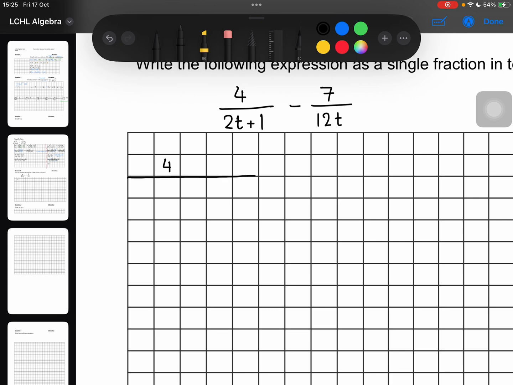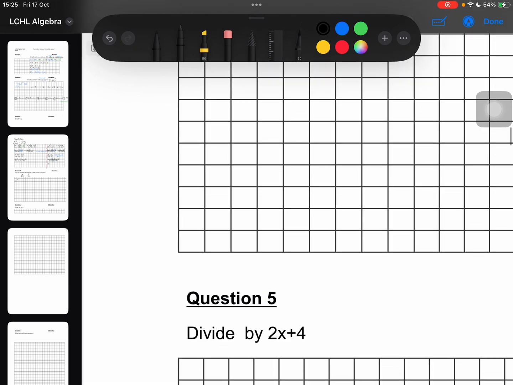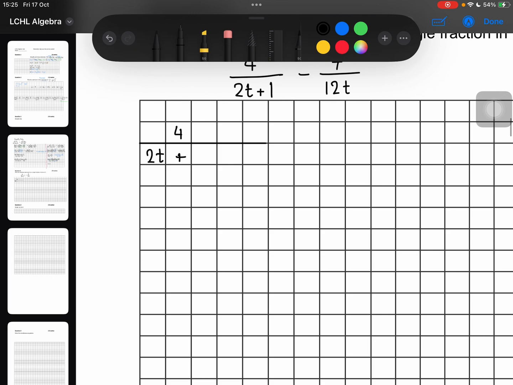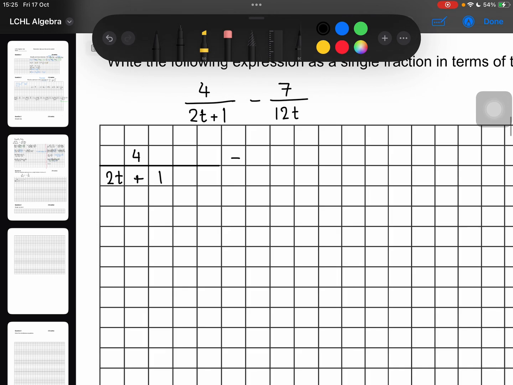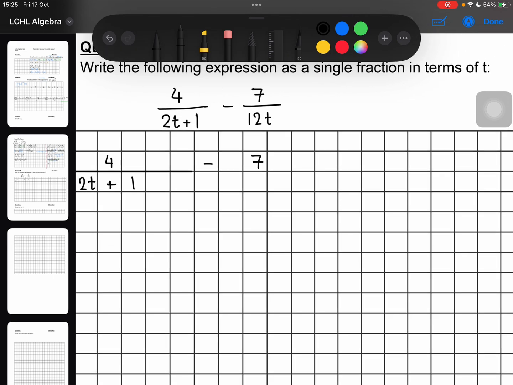The first thing I need to do, if I want to write anything as a single fraction, is I need to get my common denominator. Okay, so at the moment, I have 2t plus 1 as one of my denominators, and then I have 12t as the other denominator. So how do I find my common denominator? Okay, well here there's nothing really that they have in common. So my new denominator, my lowest common denominator, is just going to be 2t plus 1 times 12t.